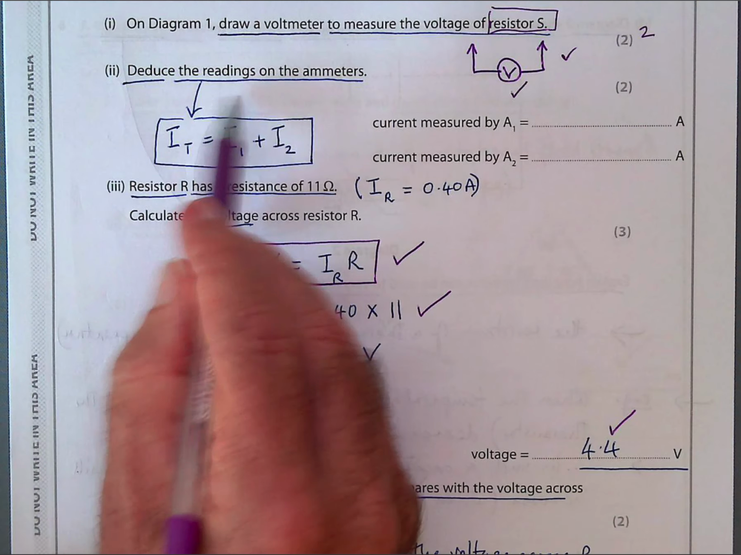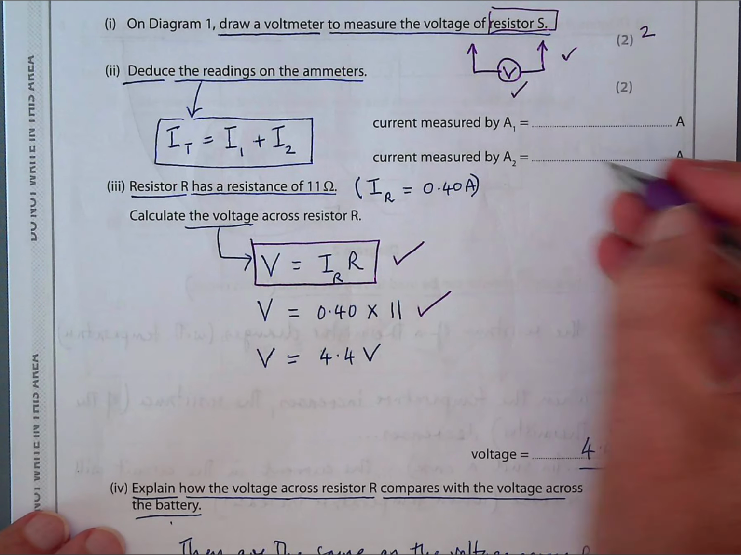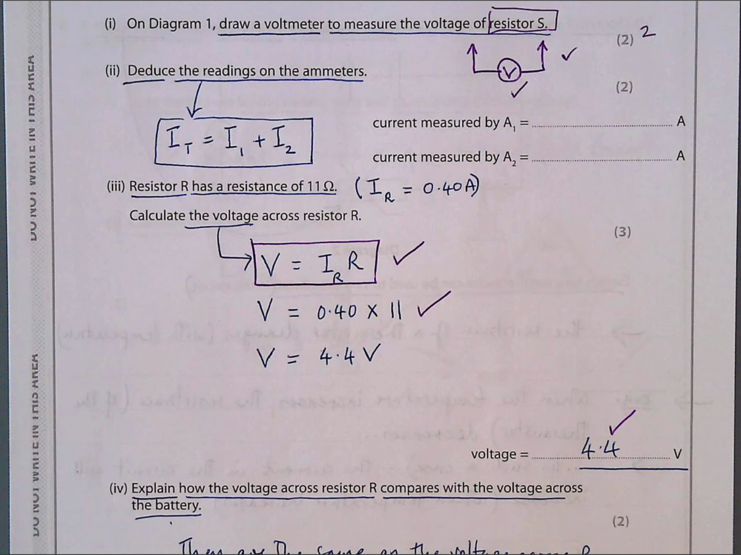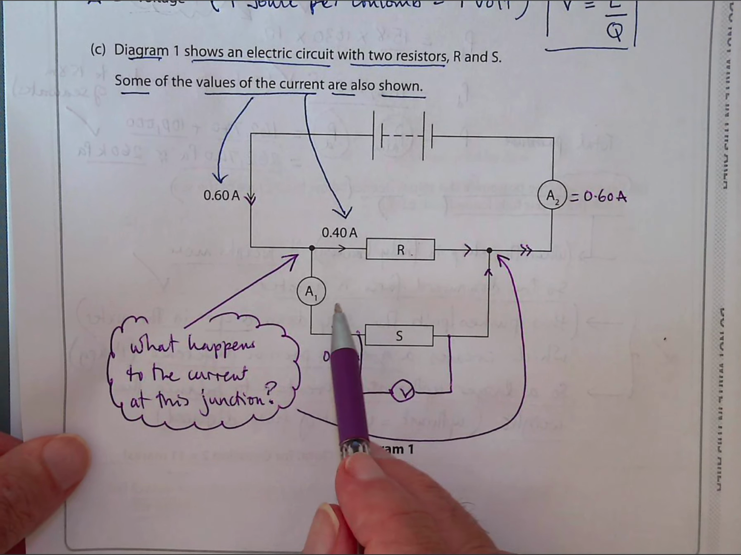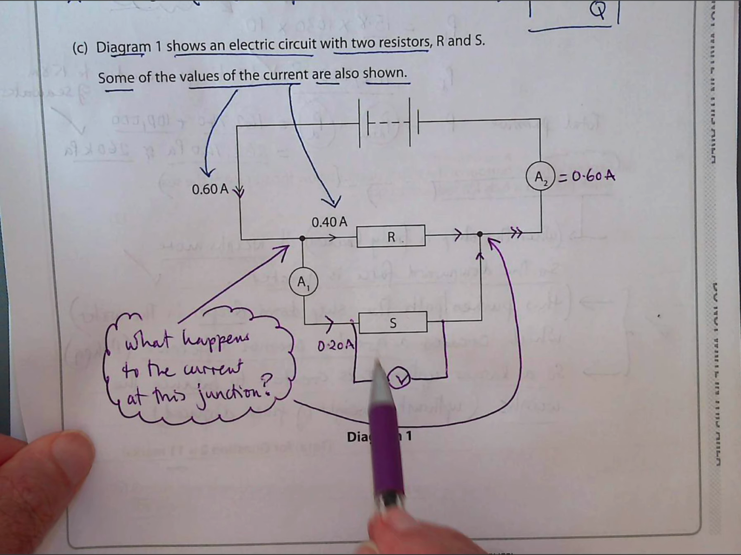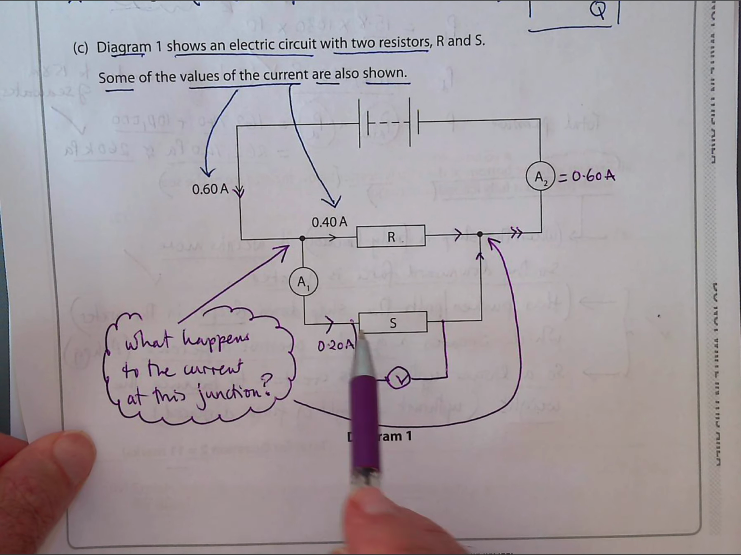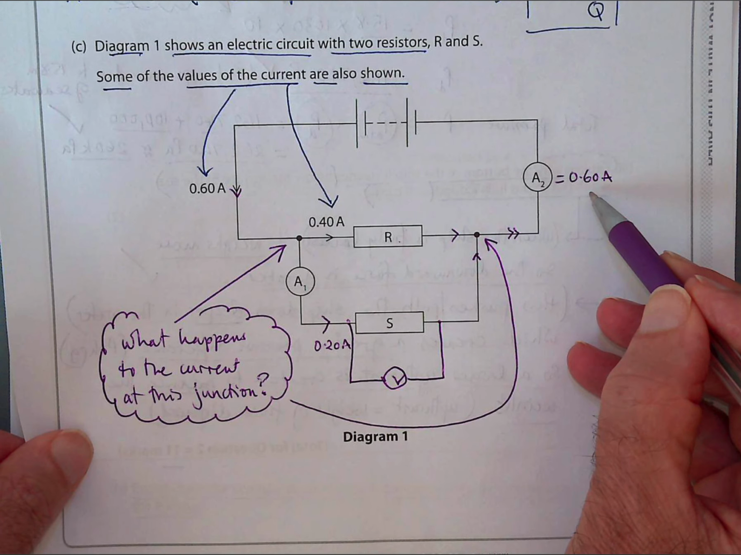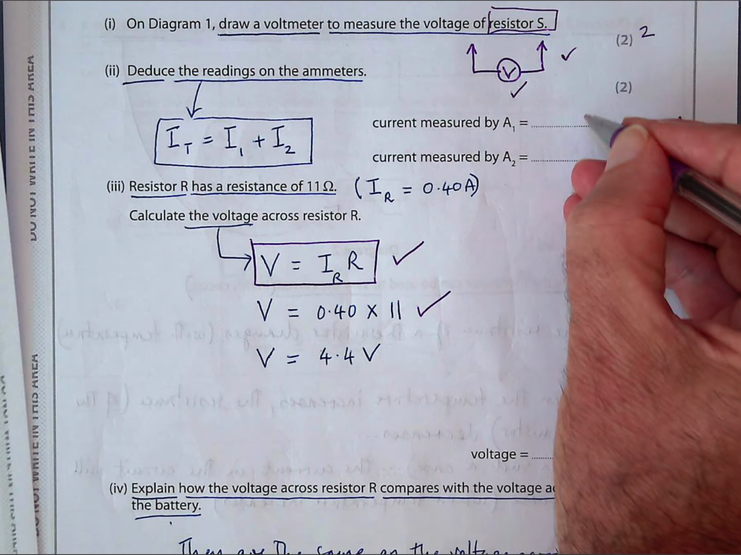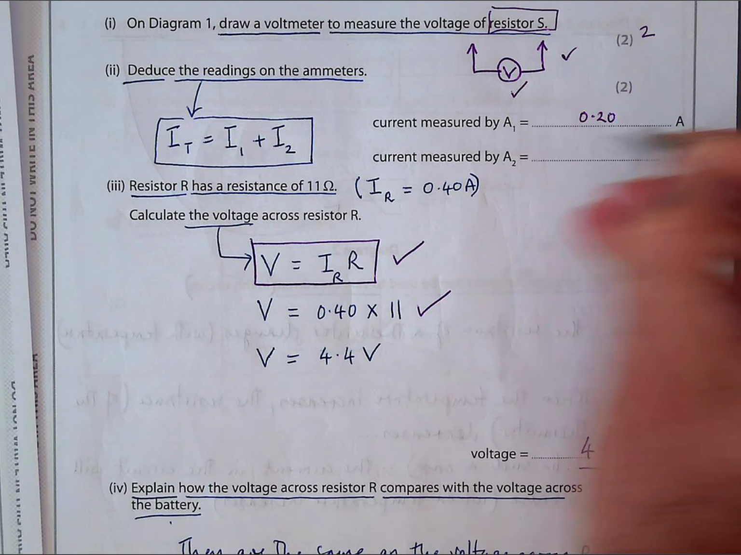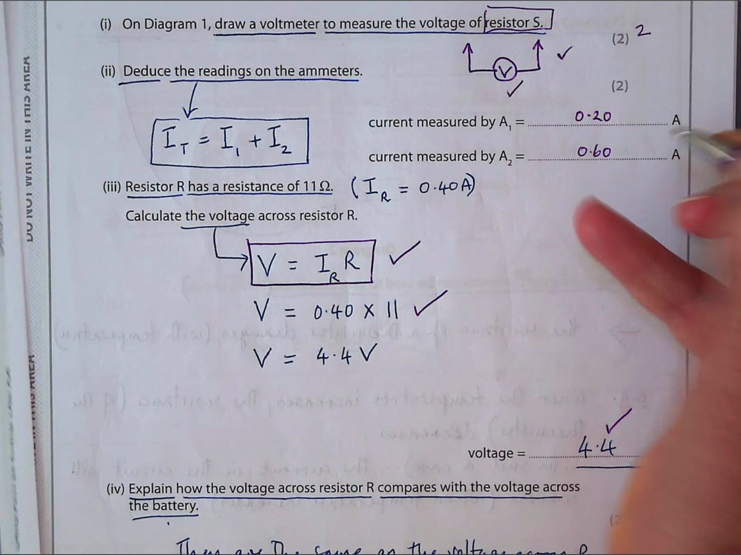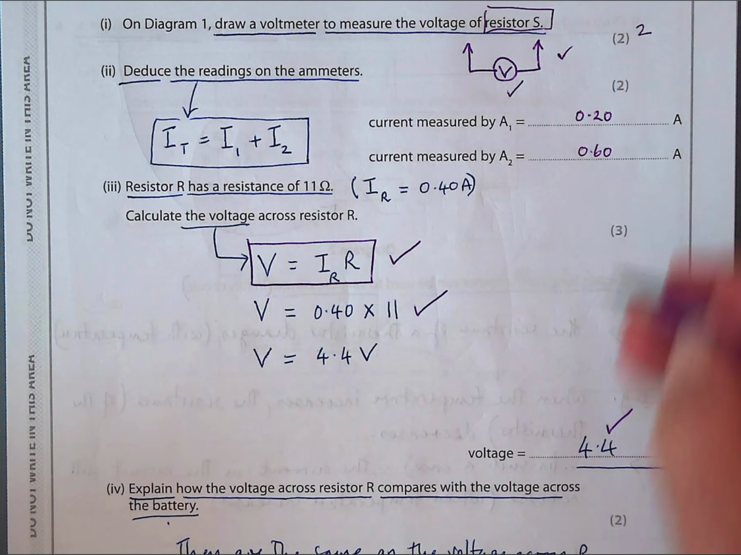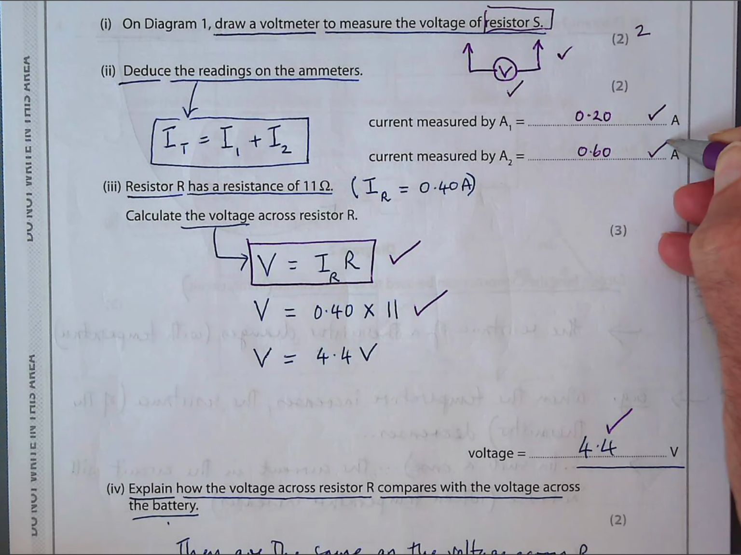Okay. Then you deduce the currents. Well, I've already done that on the paper. So current for A1, let's remind ourselves where A1 was. It's the current going through S, so 0.4 goes here, so 0.2 amps goes there, and then A2 is when it rejoins. So 0.2 and 0.60 amps. Okay. So once you have those 2 values, you get 2 additional marks.